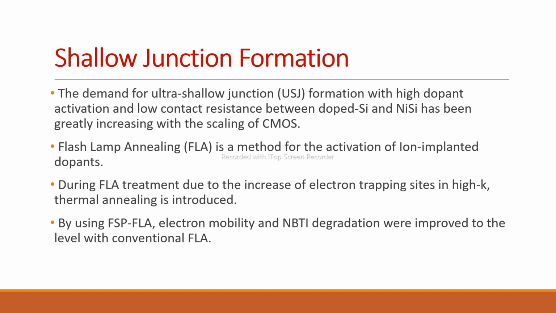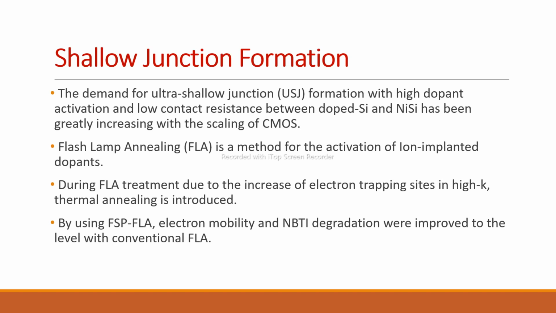For the activation of ion implanted dopants, various annealing methods have been proposed. Among them, FLA, which is flash lamp annealing, is highly considered because of its diffusionless and high dopant activation feature. Application of this FLA to a high K metal gate device degrades carrier mobility and negative bias temperature instability. This is probably because of increasing electron trapping sites in the high K during FLA treatment. So in order to recover from such degradation, additional thermal annealing, that is recovery annealing, is necessary. But this degrades shallow junction characteristics.